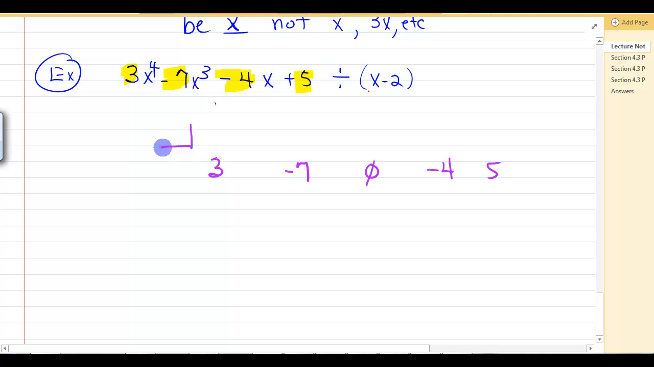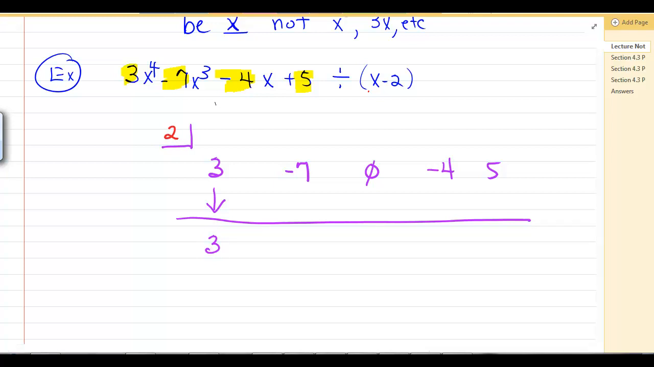We're going to put a backwards L. We're going to put the opposite sign of this number because remember it's in parentheses. When we pull it out, it becomes a positive 2. So I'm going to put a positive 2 there. Draw a line, and from then on we're going to be multiplying and adding. So we bring this number down without doing anything to it. It's just going to be a 3.